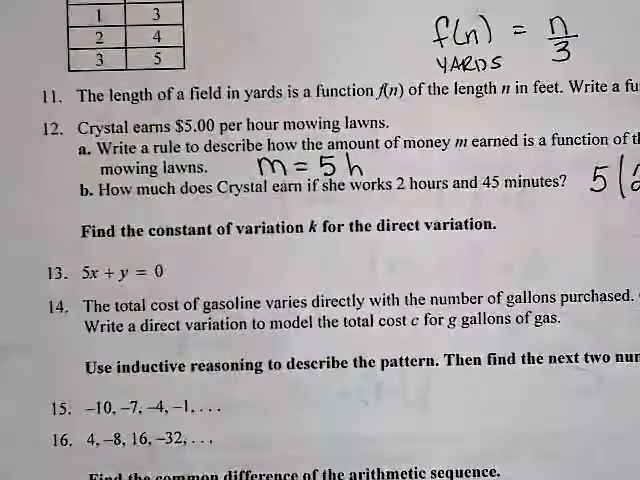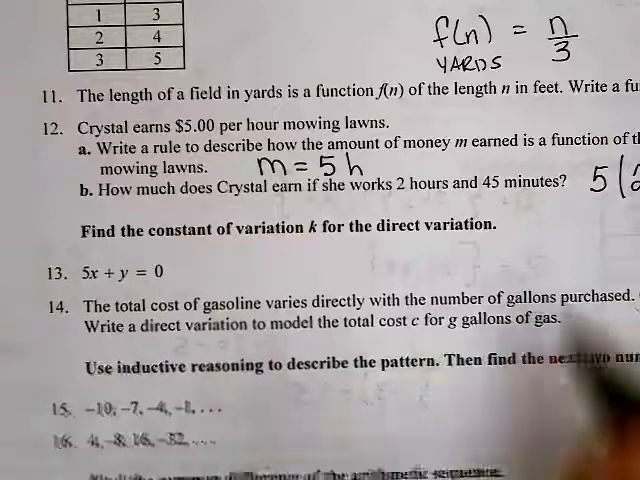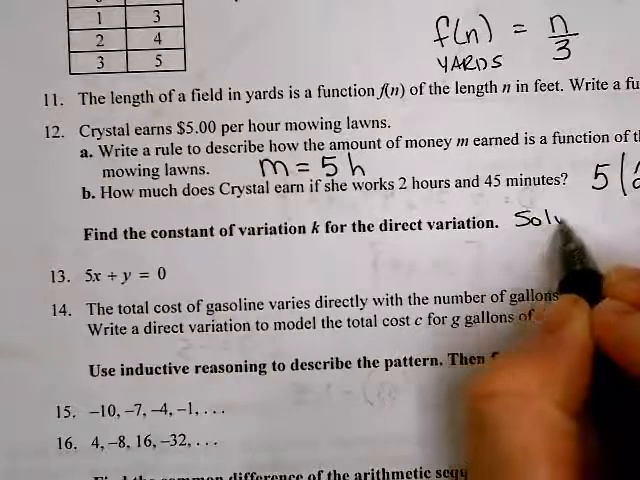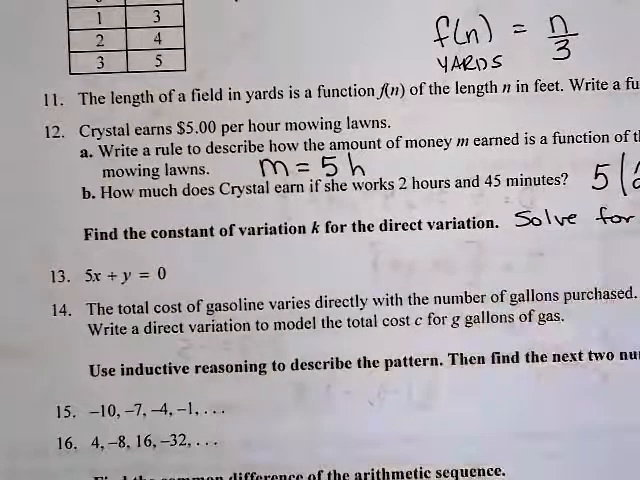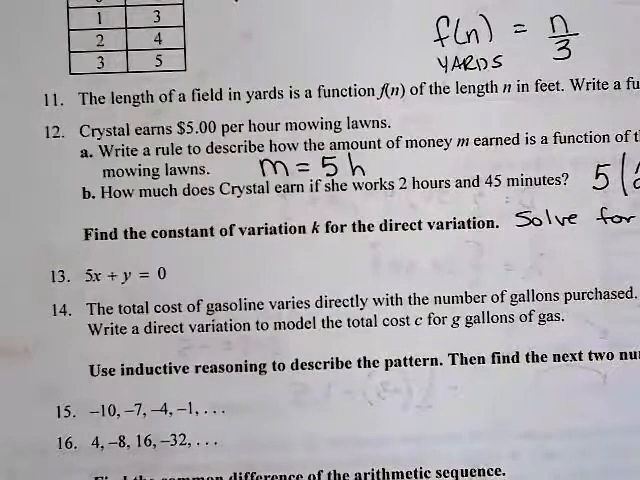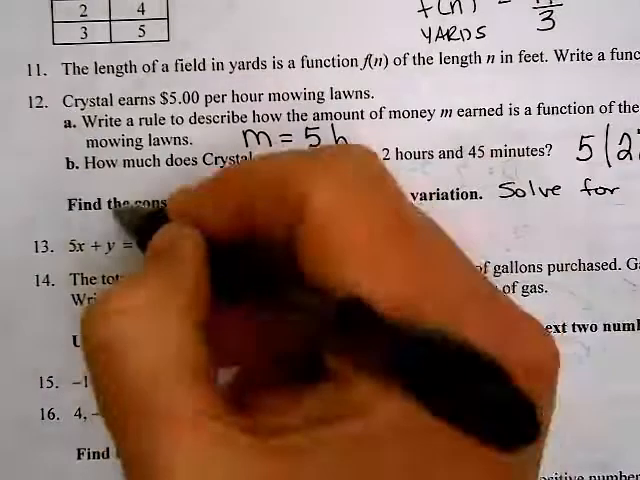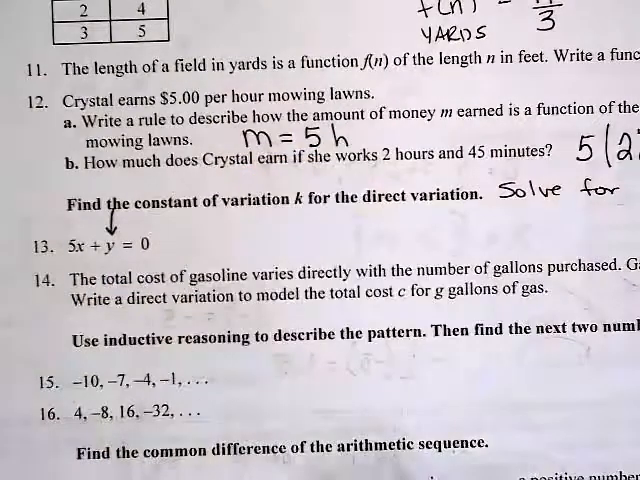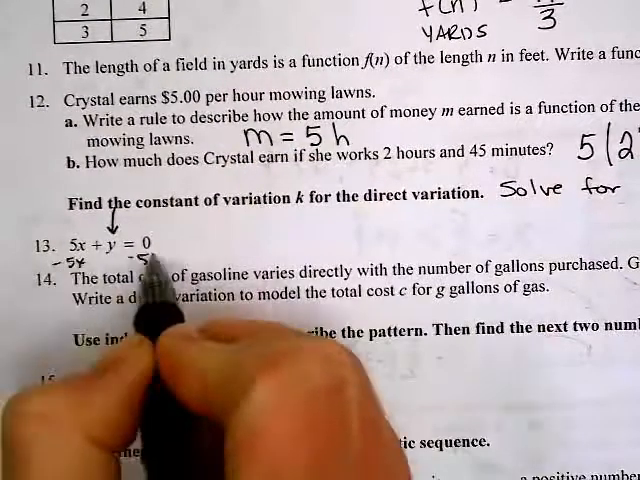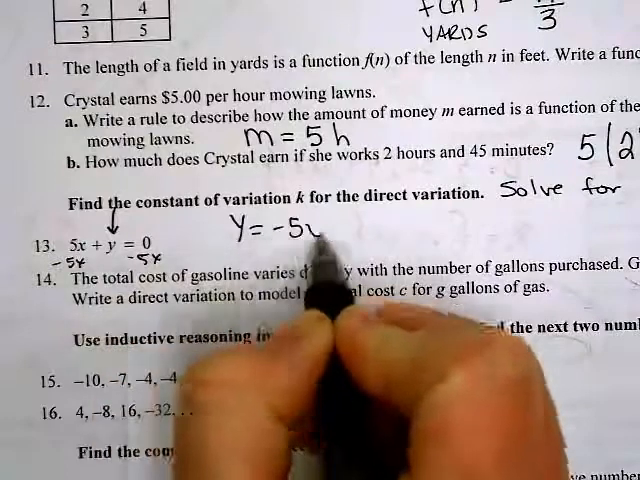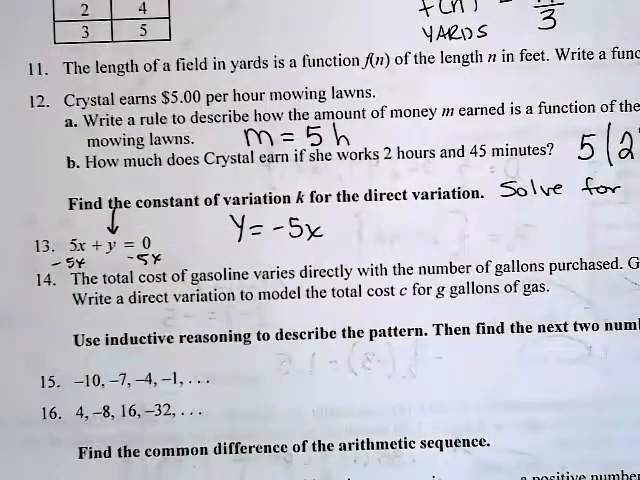Number 13, find the constant of variation k for the direct variation. That means you need to solve for y. How do you get y by itself? What do you do here to solve for y? Minus 5x. So it says y equals negative 5x plus 0, but I don't have to write that down.